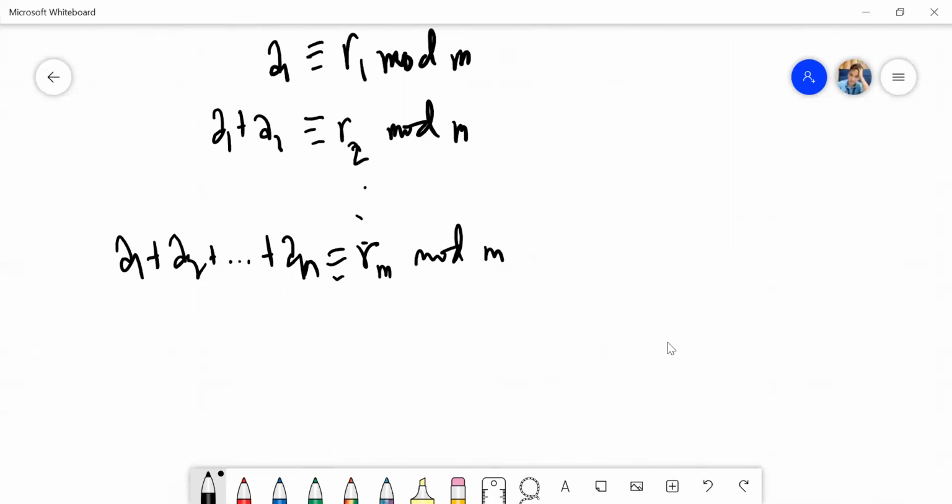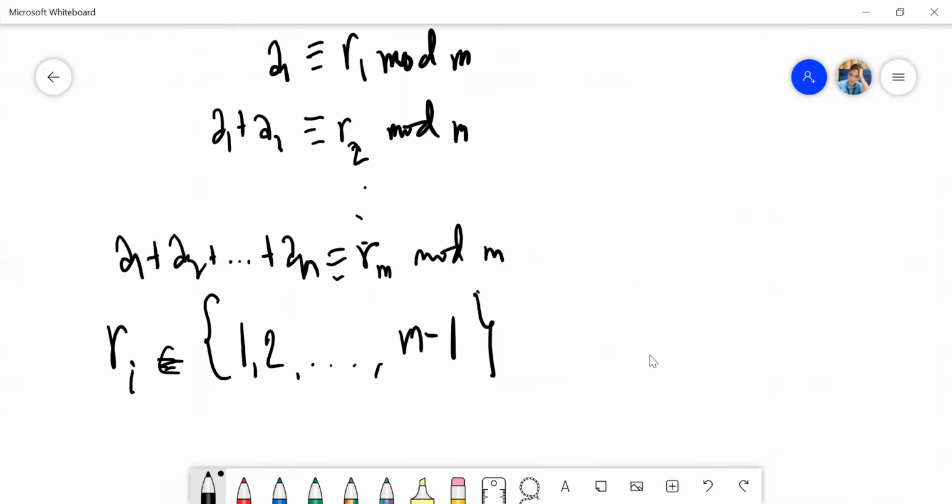But our Ri here is an element of 1, 2, up until M minus 1. So that means our Ri can just be 1, 2, up to M minus 1. Why is it not M? Because if it's M, then this will no longer hold, because it would simply tell us that this is already divisible by M. So that's not what we assume. We are assuming that all of the sums of the elements of the subsets A1 to AM are not divisible by M.